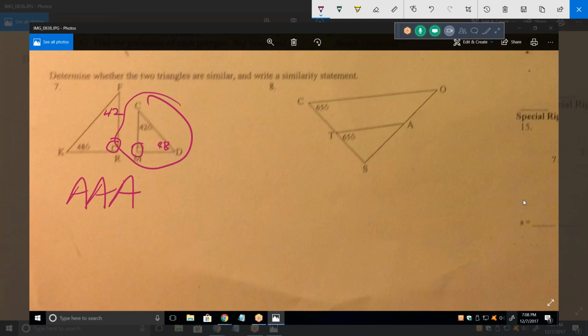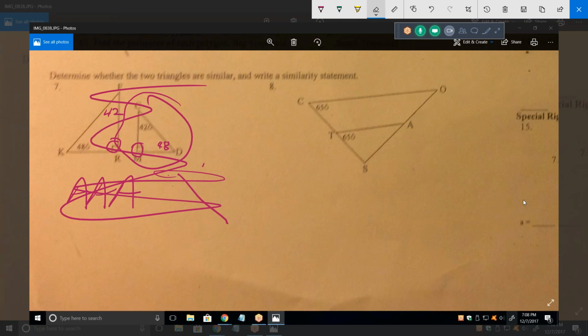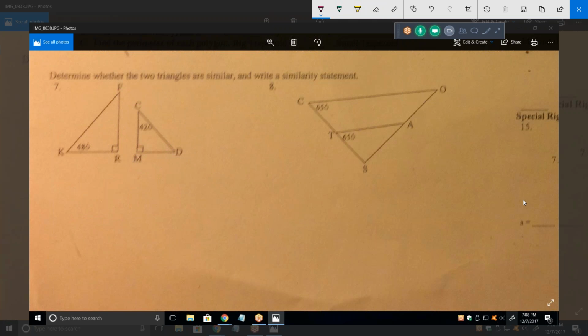I could draw this like this if I wanted to. Well, I won't even try. You don't need to have them oriented properly. As long as you knew that all 3 angles were the same, I could draw this one like this. Wouldn't matter. As long as I know that's 90, that's 42 and 48, or even if that's 48 and 42, it wouldn't matter. As long as all 3 angles are the same, they are similar.